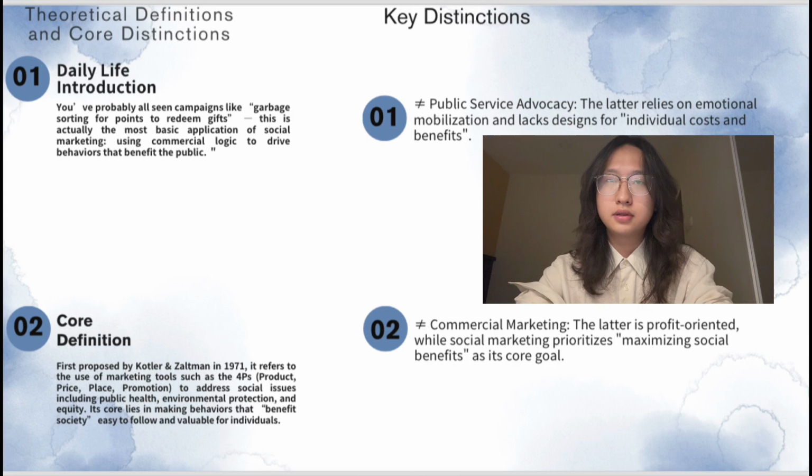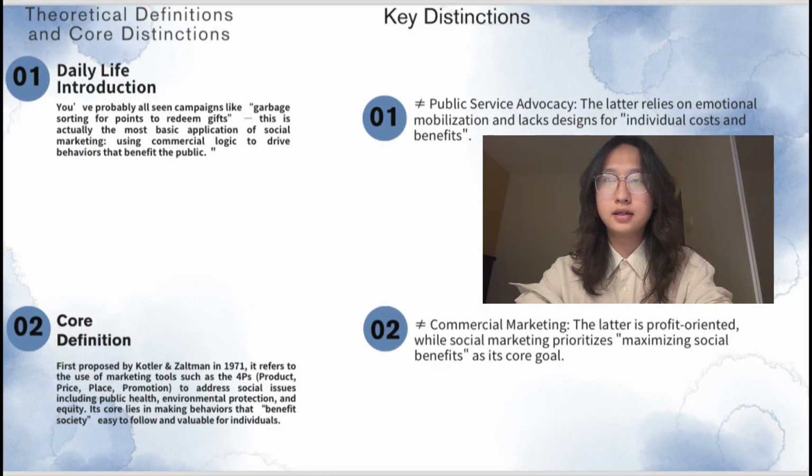When we talk about social marketing, you may think of a common thing, garbage sorting for points to exchange gifts activity in communities. This is actually the most basic use of social marketing. The theory was put forward by Kotler and Zaltman in 1971.